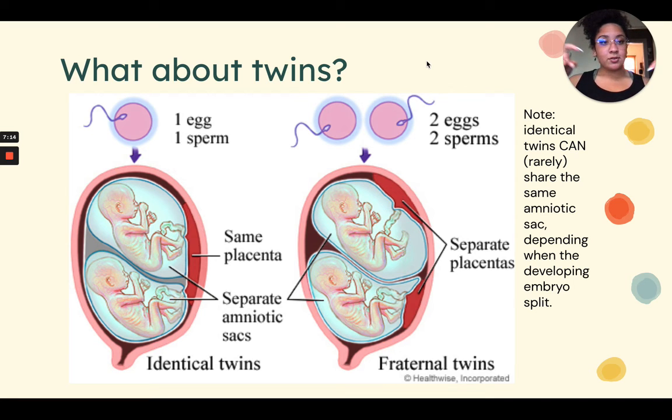Okay, so two eggs are being released. One is in one side of the fallopian tube, one's on the other side. And then sperm meets both of those eggs. So one sperm implants itself in one egg, another sperm implants itself in another egg. So they're only sharing half their DNA. Okay, they're not exact. So there's two separate zygotes, nothing splitting, it's just two eggs are released at the same time and sperm meets those two eggs. Okay. And with fraternal twins, they have separate placentas because, again, they're two separate fertilizations occurring.